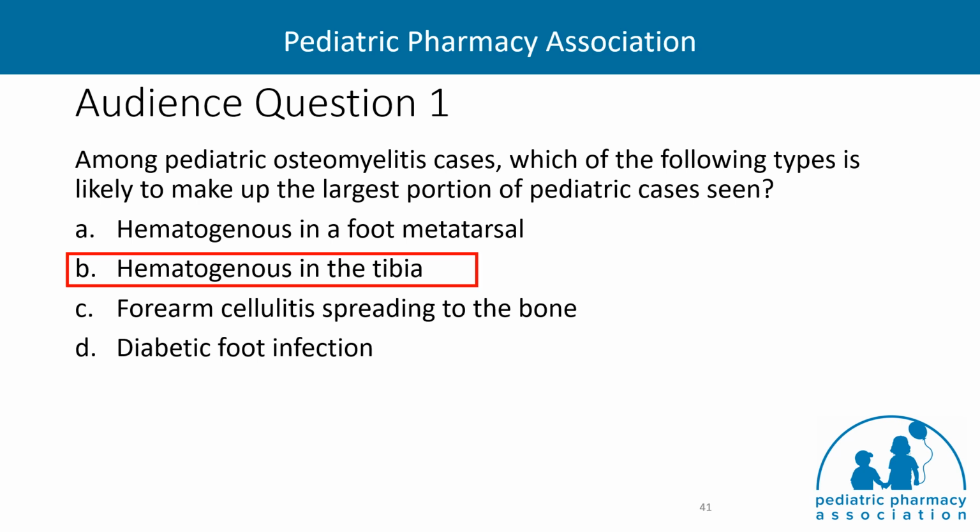Okay, so remember, kids, hematogenous, most common cause, and then we're talking about long bones. So foot metatarsal, we do occasionally see them, but the tibia is going to be more common than that. Forearm cellulitis, we don't see as much contiguous spread, so that's probably going to be less likely that a contiguous cellulitis spreads down through the forearm. And diabetic foot infection, definitely more common in adults than in kids.